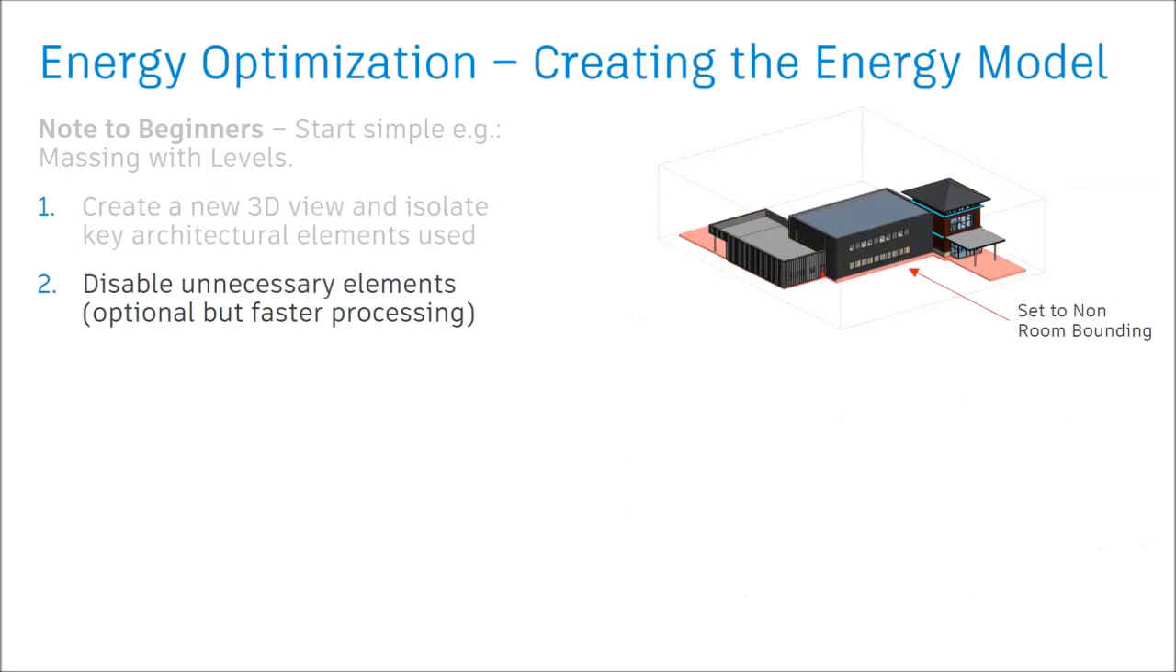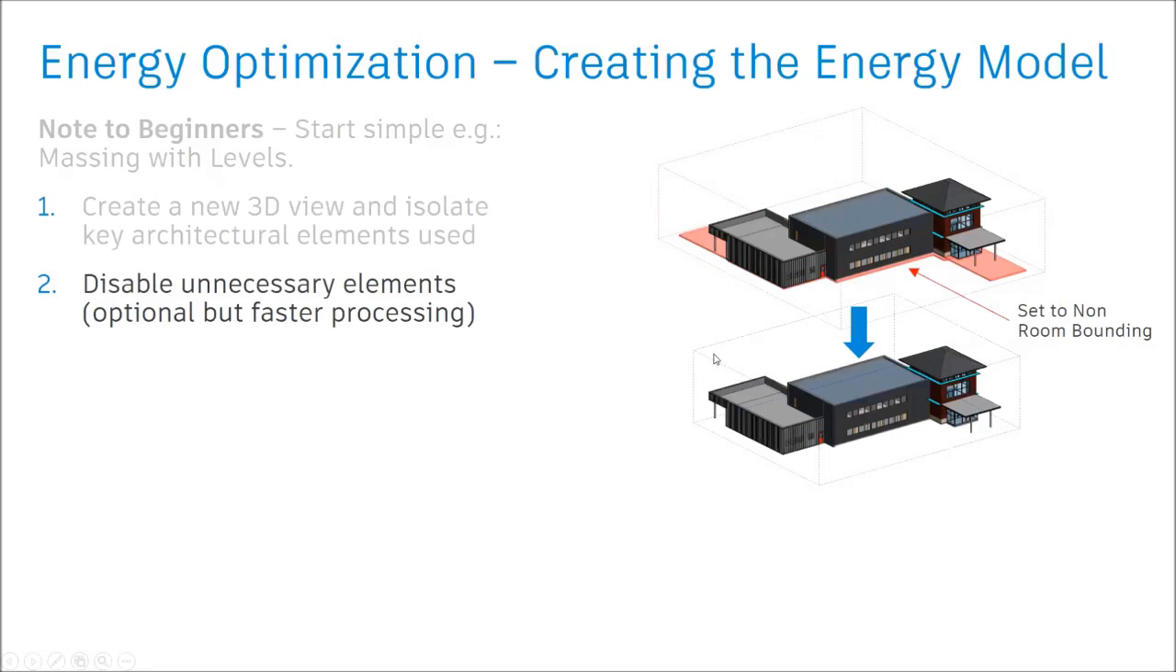This next step is optional, but I recommend it for faster processing, and I'll explain why. But basically, just disable any unnecessary elements. Often Revit models have walls and floors sitting out in space. Maybe someone's used a floor for some landscaping or something like that. Because they have no impact on the energy simulation, or it's not part of the building, I would just suggest selecting them and setting them to non-room bounding. And this is the reason why. If you look at all the elements in that model and imagine a bounding box around it, and then if we were to disable them, you'd see you'd have a smaller bounding box around them.